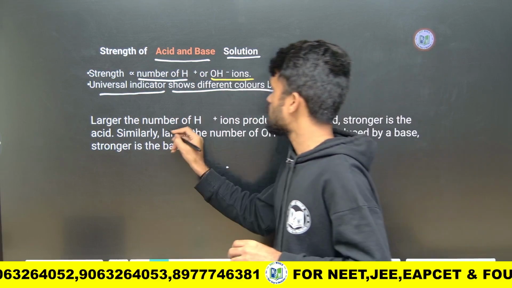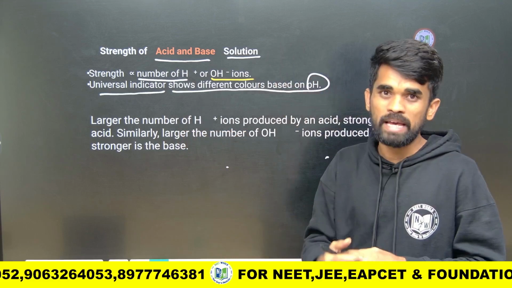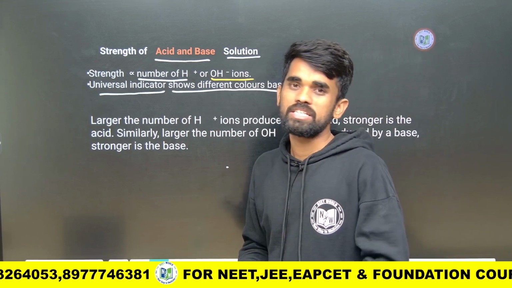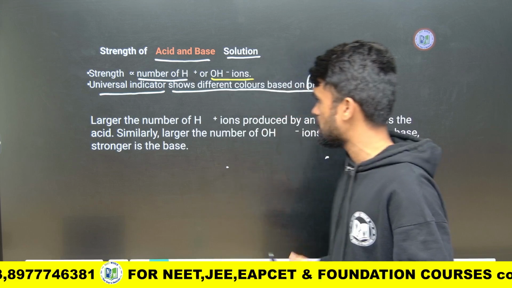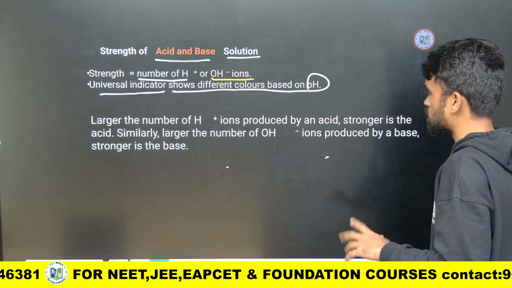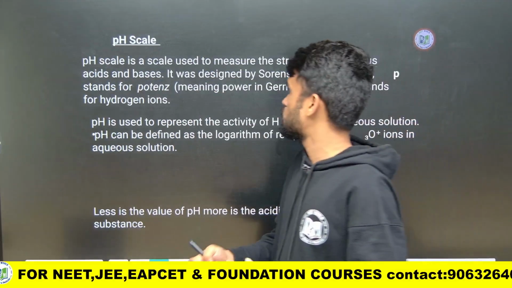Okay, so the larger the number of H plus ions produced by an acid, the stronger is the acidic strength of that particular acid, and we consider it a strong acid. Similarly, a strong base is one that releases more OH minus ions.